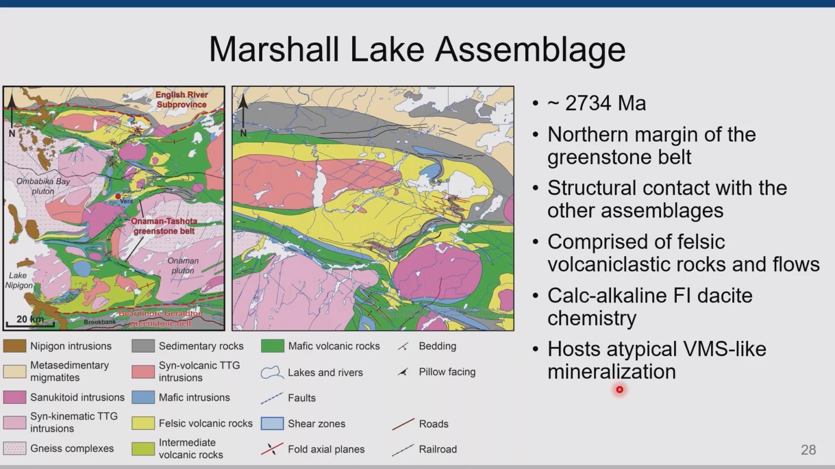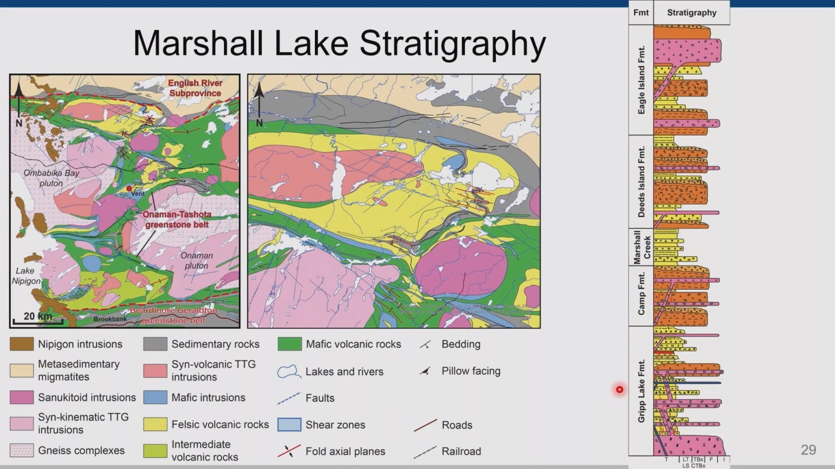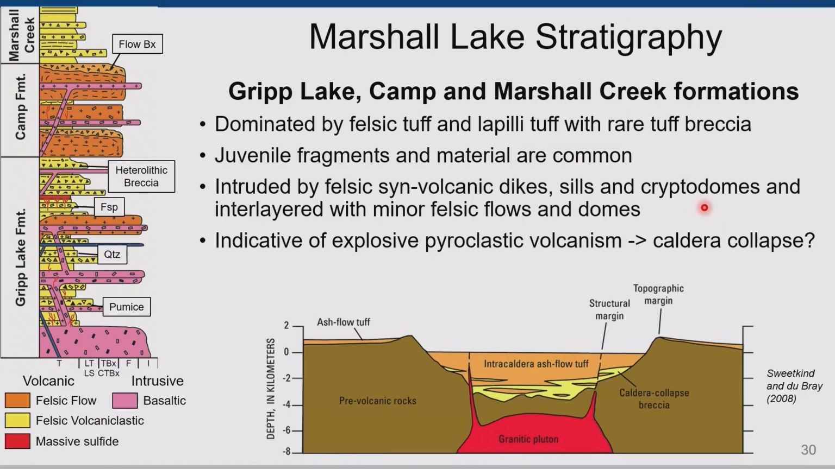So again, here's the stratigraphy. We don't need to pay too much attention to it. We'll walk through some of the key units here. The base of the stratigraphy is defined by the Grip Lake, Camp, and Marshall Creek formations. It's dominated by felsic tuff and lapilli tuff. And what's really interesting about it is that it's loaded with what we think are juvenile fragments. These are essentially wispy fragments with sub-rounded margins and amoeboidal textures that really look like volcanic glass material, possibly pumiceous material that has been flattened out.